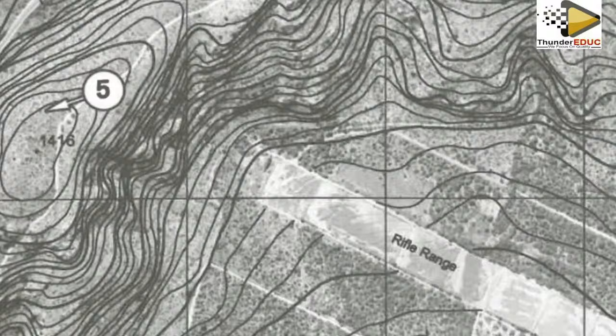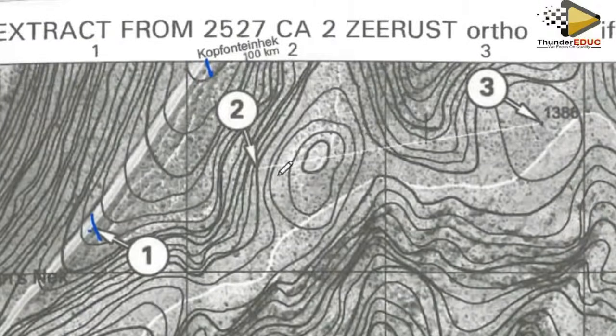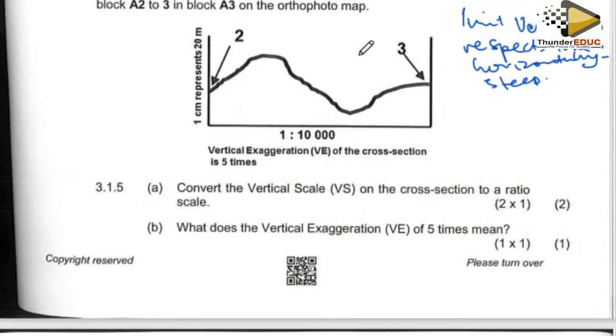But try to zoom it out such that I can be in position to see my features. 2 is here and 3 is here. So you can see this nature, this nature, this nature. And when you look at it roughly, this is a cross section, right? So the first one is convert the vertical scale on the cross section to the ratio scale.